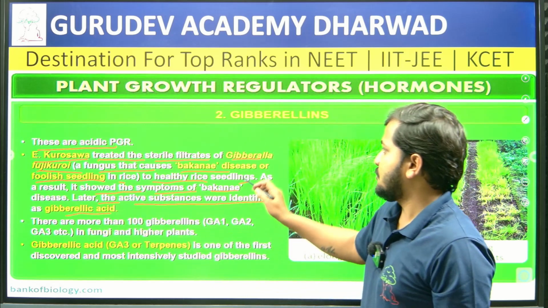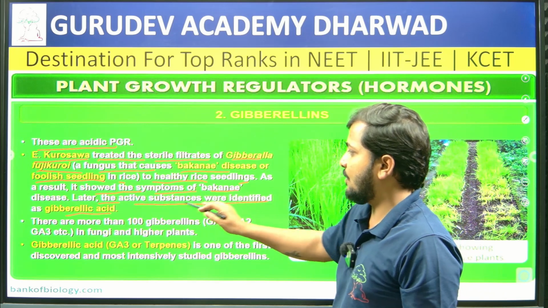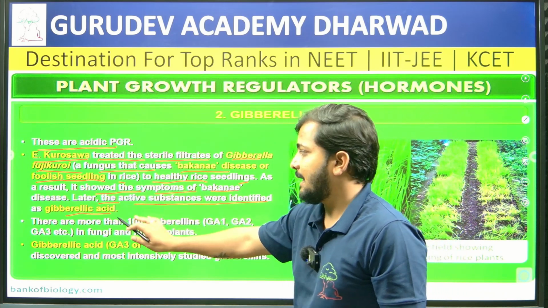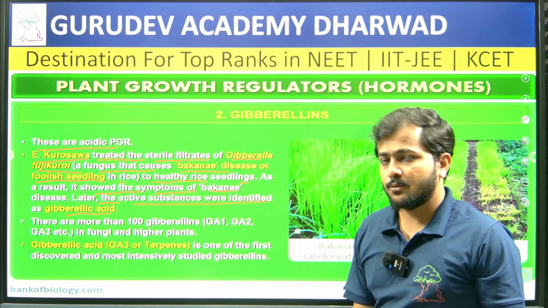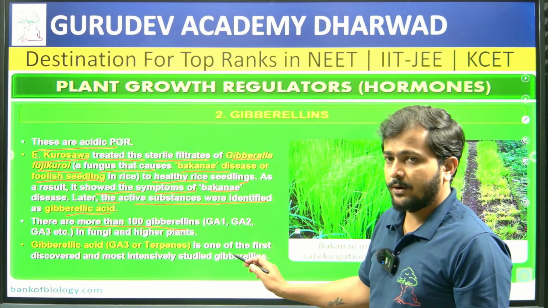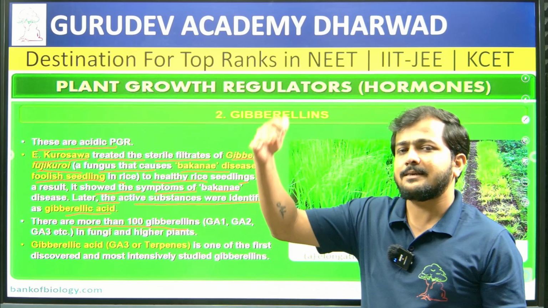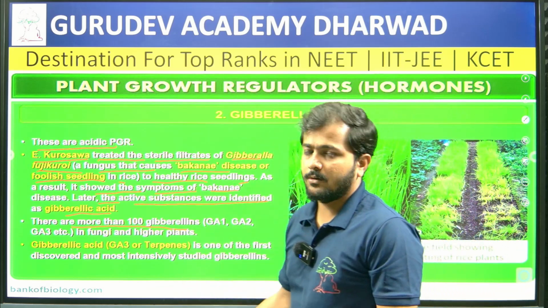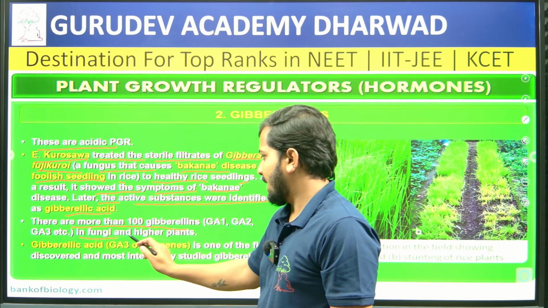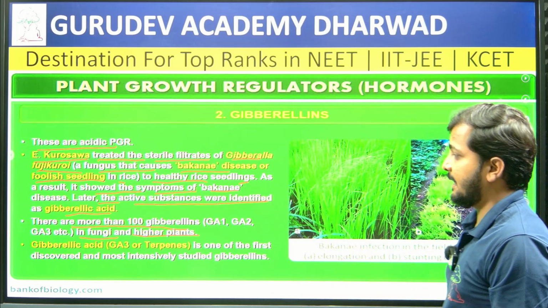Gibberellic acid. So the name comes from the fungus known as Gibberella fujikuroi. From there, they found the gibberellin or gibberellic acid, and so they gave the name gibberellic acid. There are more than 100 gibberellins you are going to find, like GA1, GA2, GA3, and so on, right? Then with respect to fungi and higher plants, you will find the presence of this particular gibberellic acid.